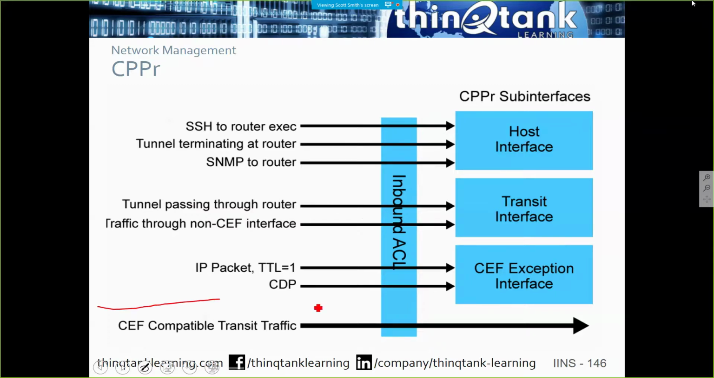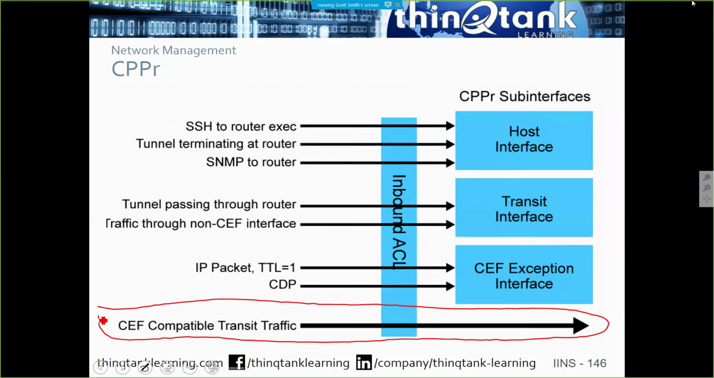The CEF compatible traffic never touches the control plane. It simply stays at the data plane layer. It comes in one interface. We look at all of our caches, forwarding information base, etc. We make a forwarding decision. We send it out on its way. All right.